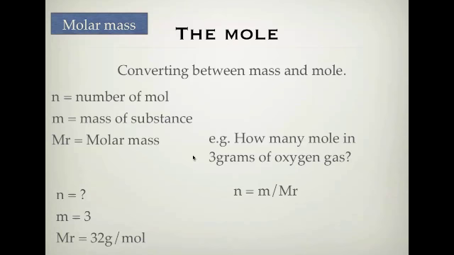What we do, write down our golden equation, n equals m over Mr. Bang our numbers in there and we get, in 3 grams of oxygen gas, there are only 0.0937 moles of oxygen. Right? It's an amount of oxygen, how many moles there are of oxygen. Alright, so that's converting between mass and mole.